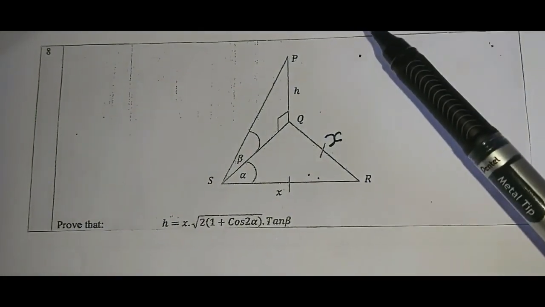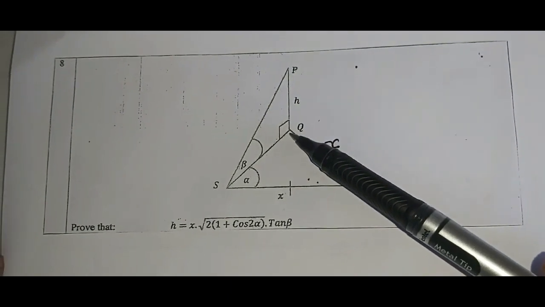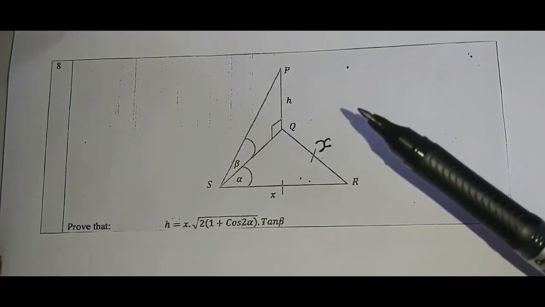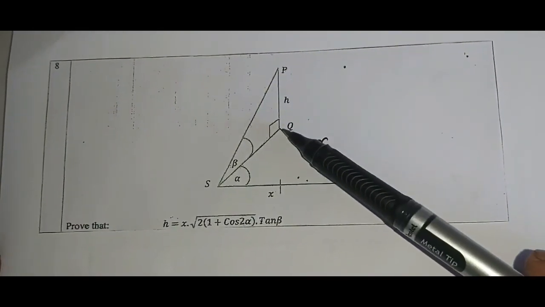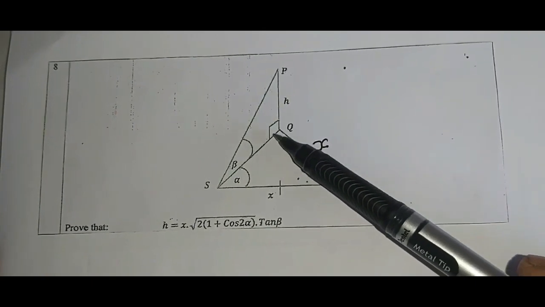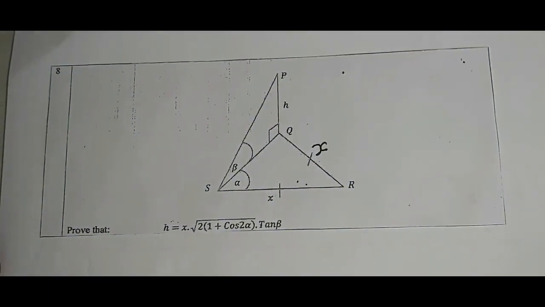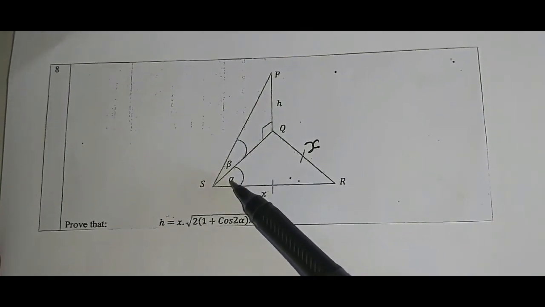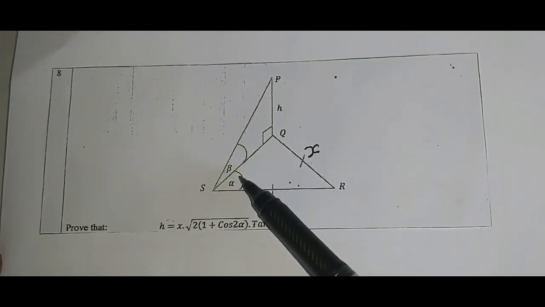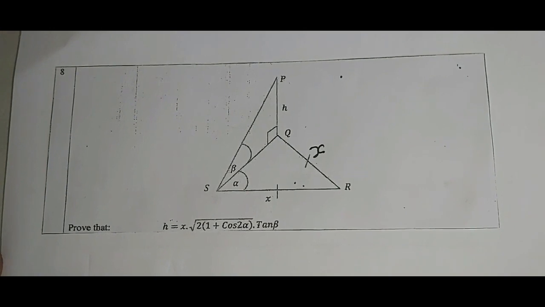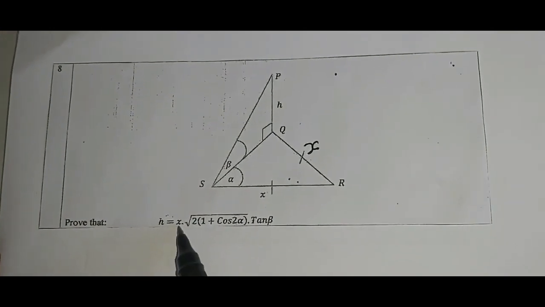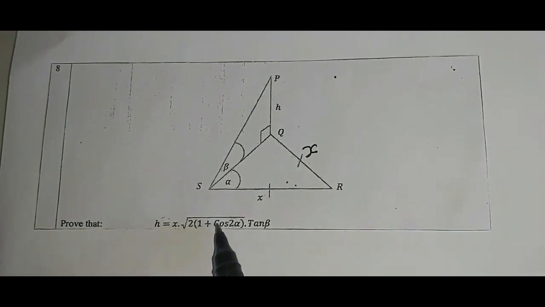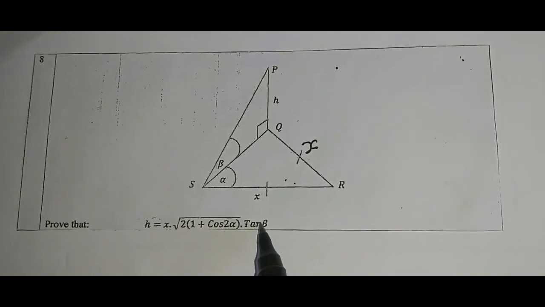Then here we have P, which is vertically above Q, which means it's on the vertical plane. P, S, and Q is on a vertical plane, such that PQ makes an angle of 90 degrees with QS. This angle here is beta, and the angle alpha is on the horizontal plane. We are required to prove that H is equal to X into the square root of 2 into (1 plus cos 2 alpha) tan beta.